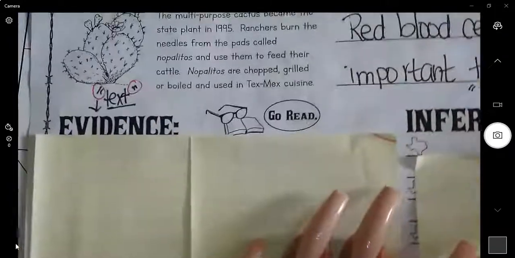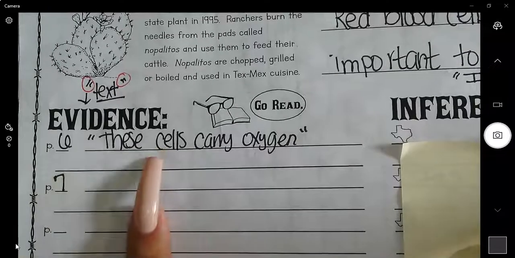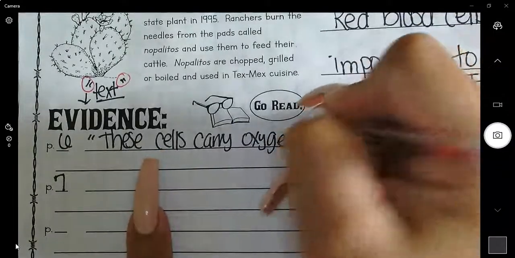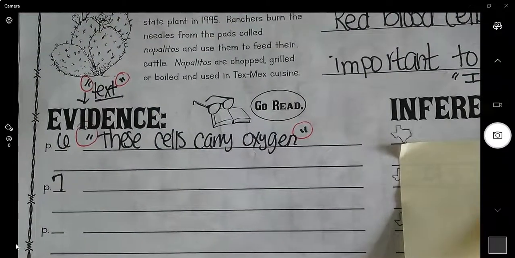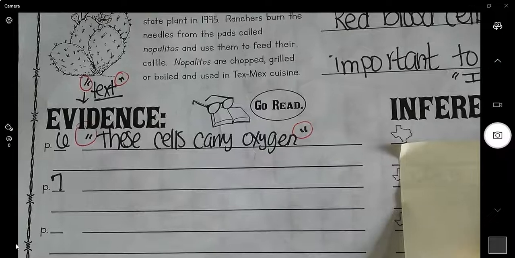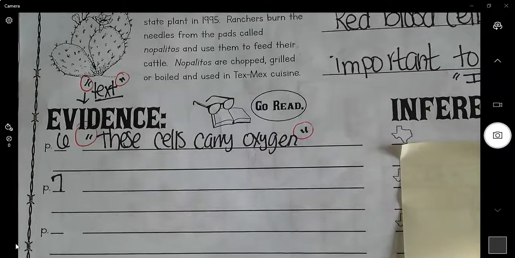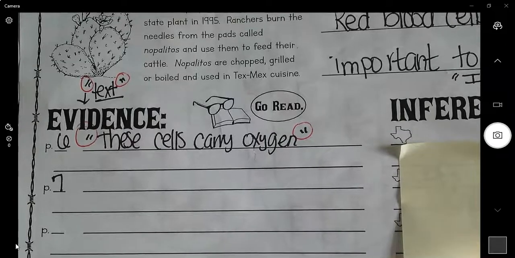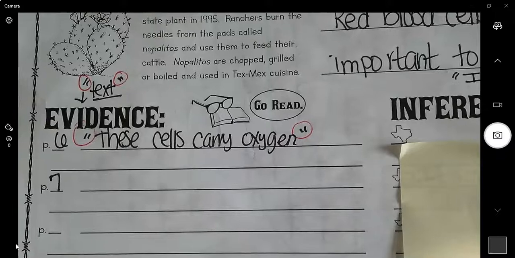Okay, so the first one that I want you to write, and we're going to finish in class, is on page 6. It says this. Notice how I use quotation, boys and girls. That means that I copy word by word. And I want you to write, "these cells carry oxygen." So guess what? In class, we're going to infer, why do they carry oxygen? What is the point of that? Why are they important? Go ahead and pause the video if you need time. Now, if you're doing this independently.